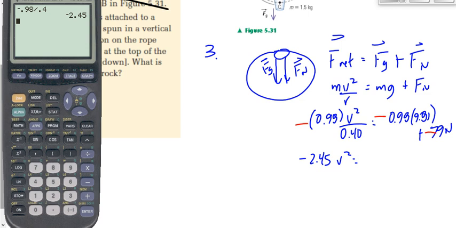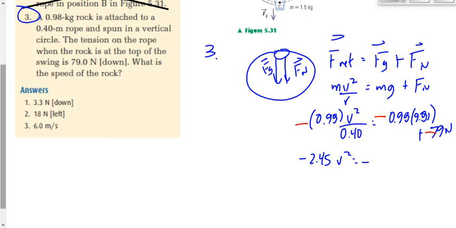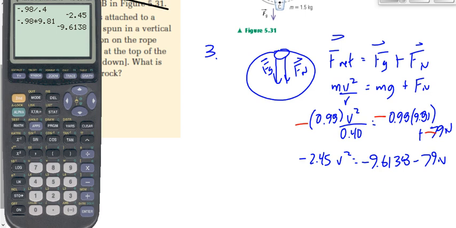Let's say negative 0.98 times 9.81. Okay, that gives me negative 9.6138. Now let's combine these terms over here on the right-hand side. Negative 9.6138, subtract 79.